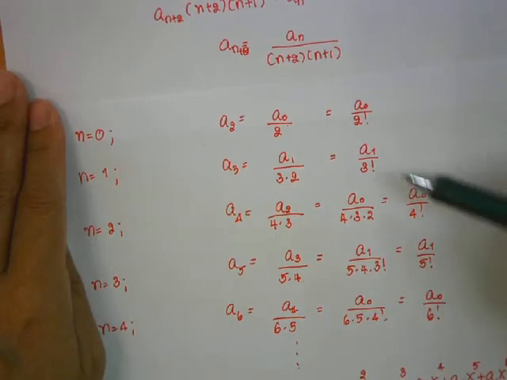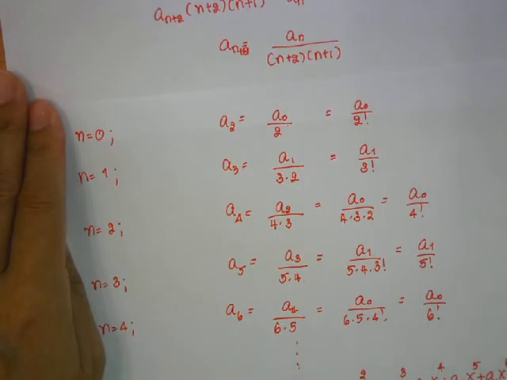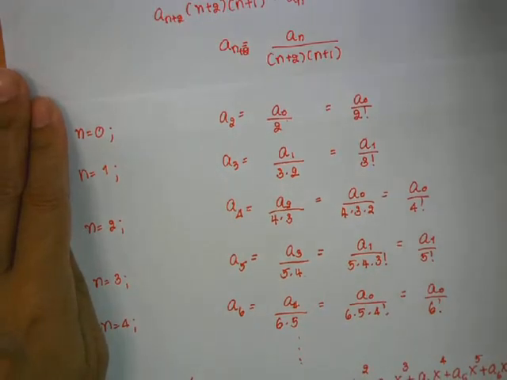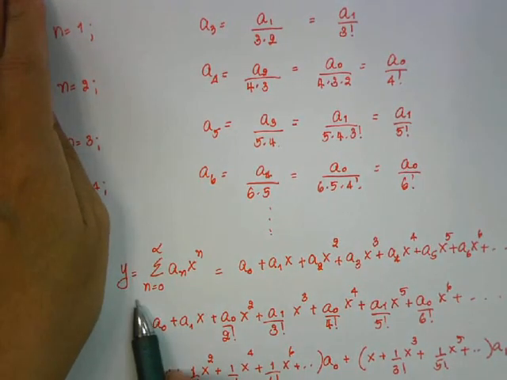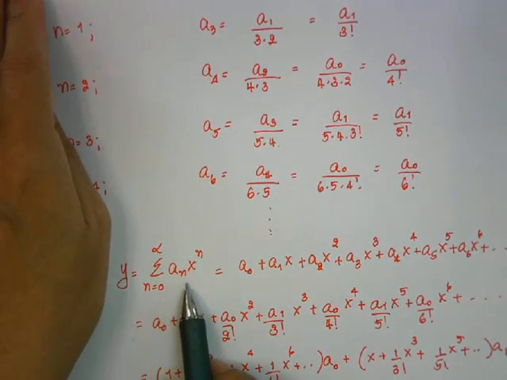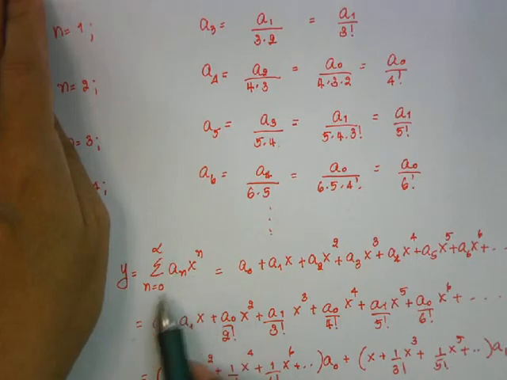Now you see the rhythm just goes on: a2, a4, a6, a8 would be functions of a0, and a3, a5, a7 would be functions of a1. Now, we go back to our y, because we assume that y is equal to the summation of an x to the power n, starting from n equal to 0 to infinity.